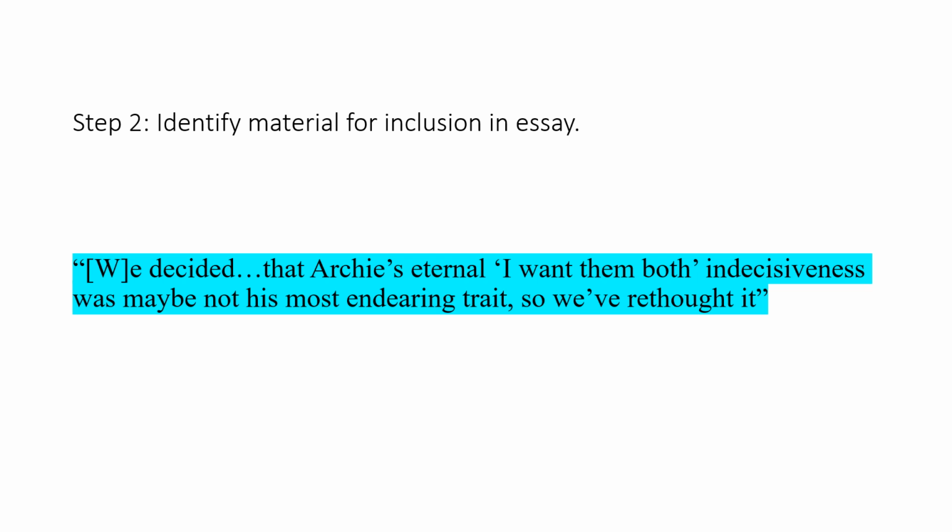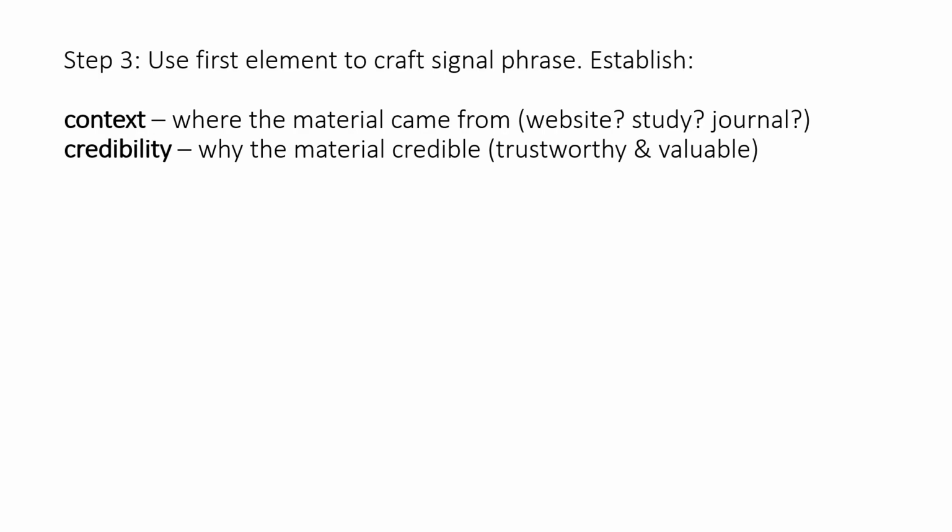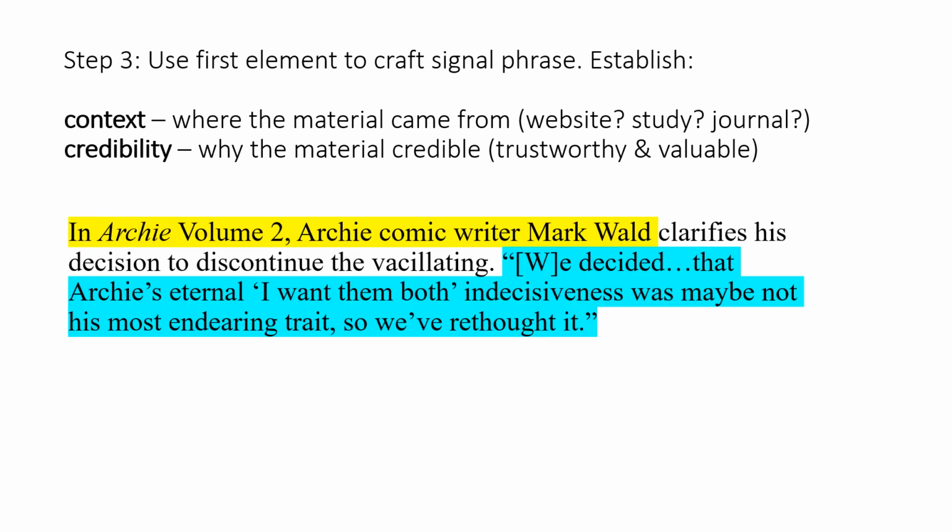So in this instance, it's a piece of an interview from an article that the author wanted to put into the essay. The third step is to make this thing called a signal phrase, and a signal phrase is something that you write yourself, and it establishes the context and the credibility for that piece of the borrowed source. So the signal phrase's job is to explain to the reader why this outside source is good, so that's the credibility, and context, where did you get it from?